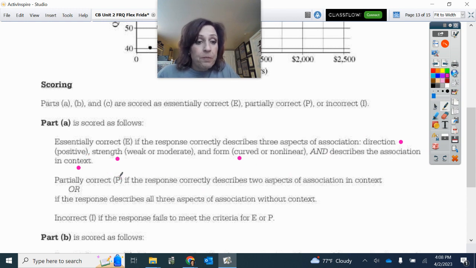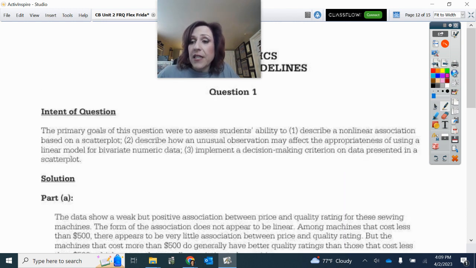If you got 3 of them, you get an E. But if you only had 2 of them in context, or if you did all 3 of them without context, then you have to have all 3 in context. So you do need all 4. If you only do 2 of those things in context, or if you describe all 3 but without context, then that's a P.